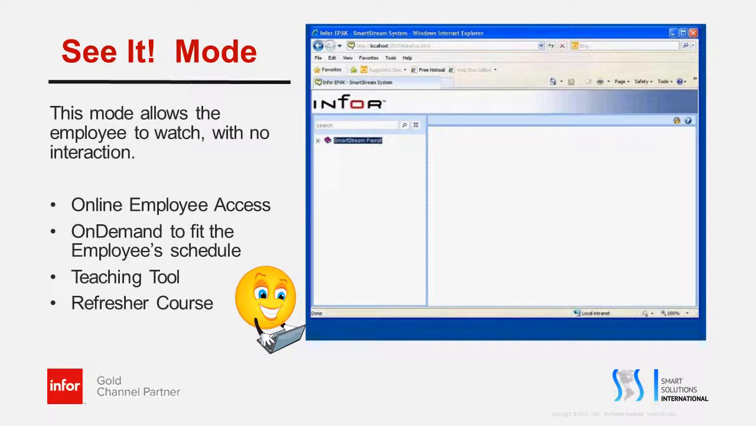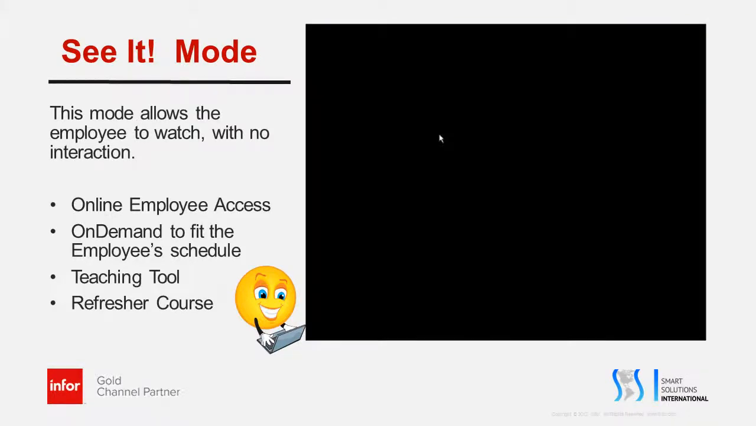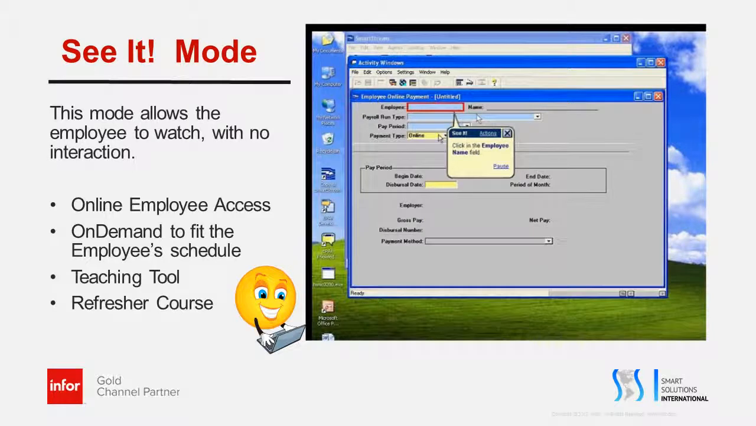As we watch the employee click on the See It tab, we can watch as the system plays the captured process on video. Note, the bubbles on each screen will add explanation, tips, and hints as the process unfolds. Remember, this is the actual SmartStream payroll screen and actions that were captured and evolved into this on-demand video presentation. First, the recorded process activates the employee online payment activity, and the system automatically begins to populate the data fields.